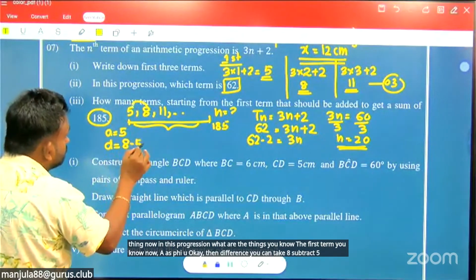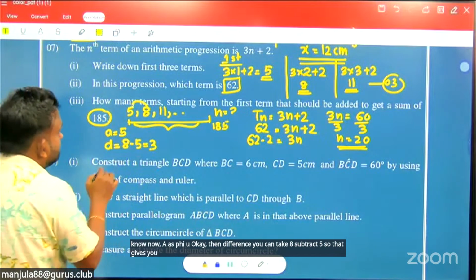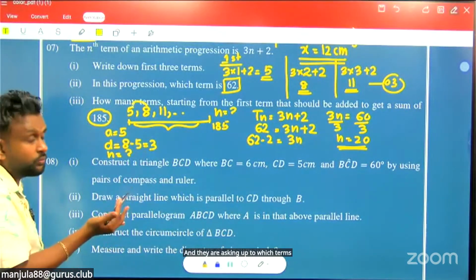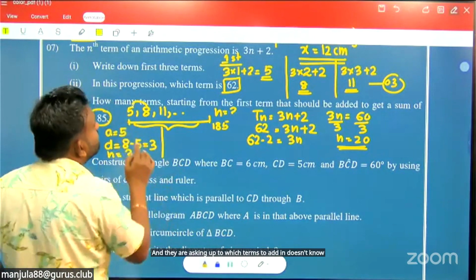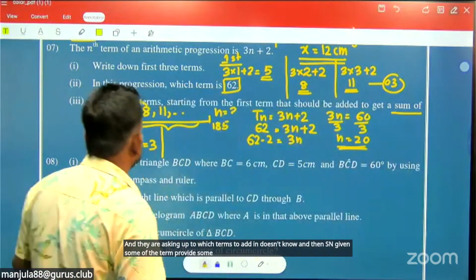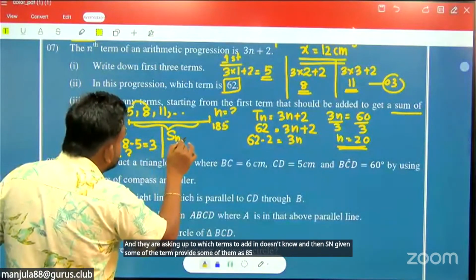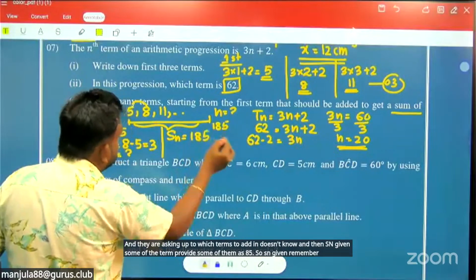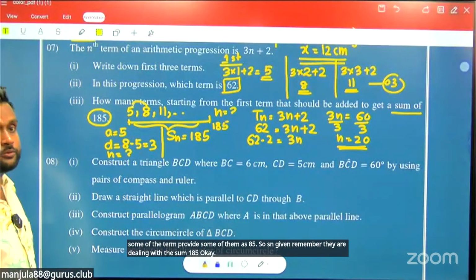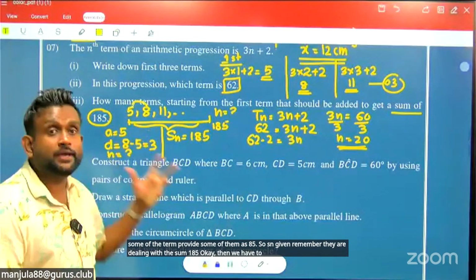So that gives you the common difference, 3, and they ask up to which term to add. N is not known, and Sn, the sum of the terms, is given as 185. So remember, they are dealing with the sum, Sn equals 185. Okay, then we have to apply the Sn formula, right?